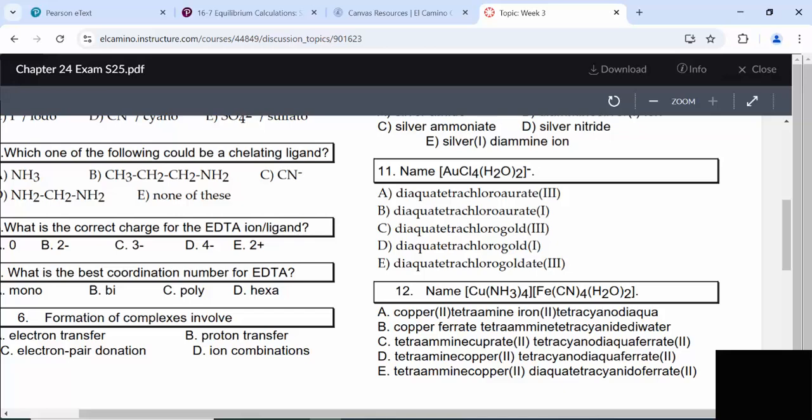Okay, this is the way I did this for myself. We have gold here, but it's an anion complex, so we have to call it goldate, or aurate. So that automatically eliminates C and D and E. So it's between A and B. When I look at A and B, the difference is in the charge on the gold. So what is the charge on gold? It's got to be 3 because we have 4 chlorido ligands, or 4 chloros.